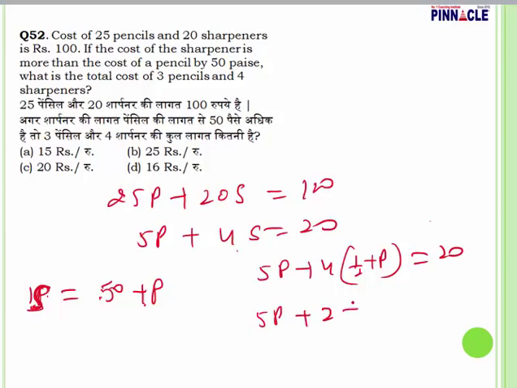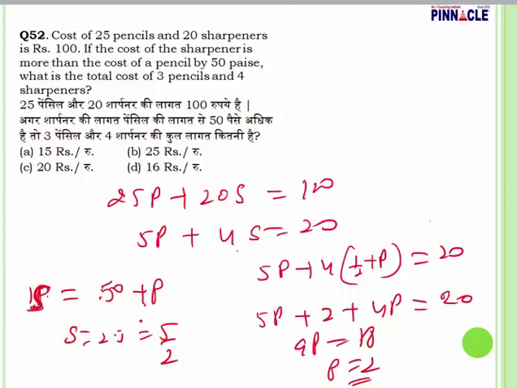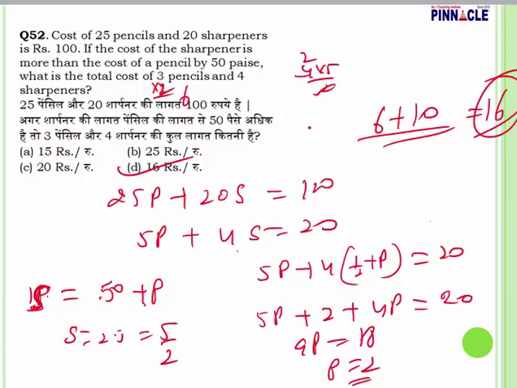5P plus 2 plus 4P should be equal to 20. 9p is equal to 18 and P is equal to 2. If 2 rupees is the cost of a pencil, then the sharpener cost would be 2.5, in other words, 5 by 2 rupees. So 2 into 3, that is 6 rupees for the pencils, and 4 into 5 by 2, that is 10 rupees for the sharpeners. So the total cost is 16 rupees. Answer is D.